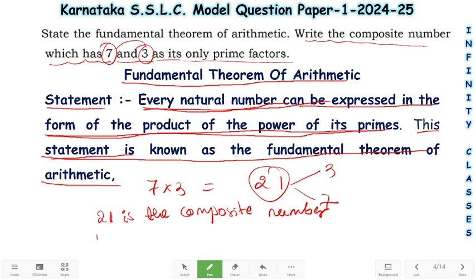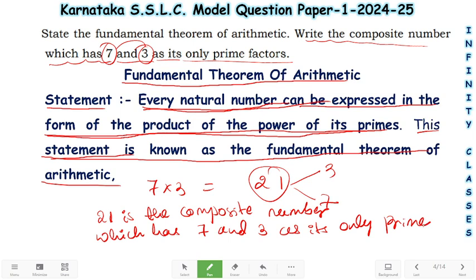Which has 7 and 3 as its only prime factors. Only prime factors. Moving to the next question.